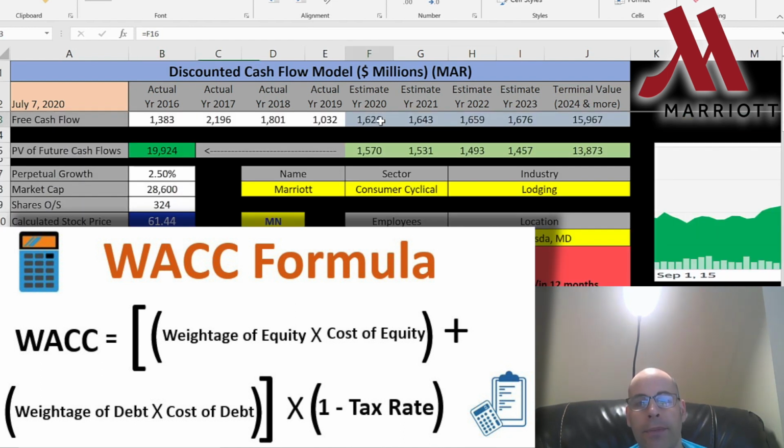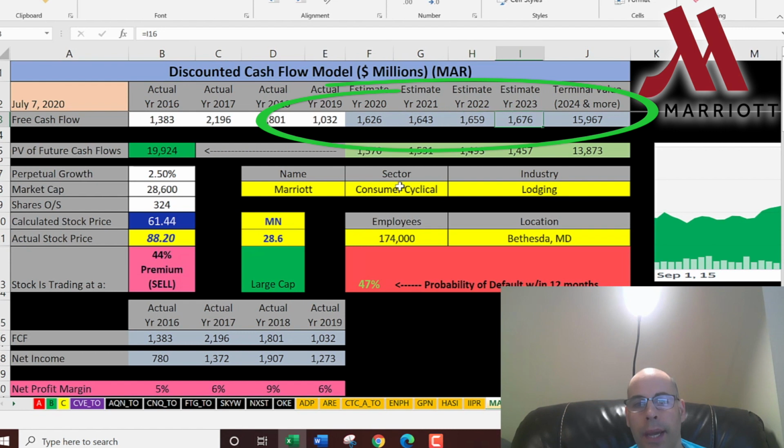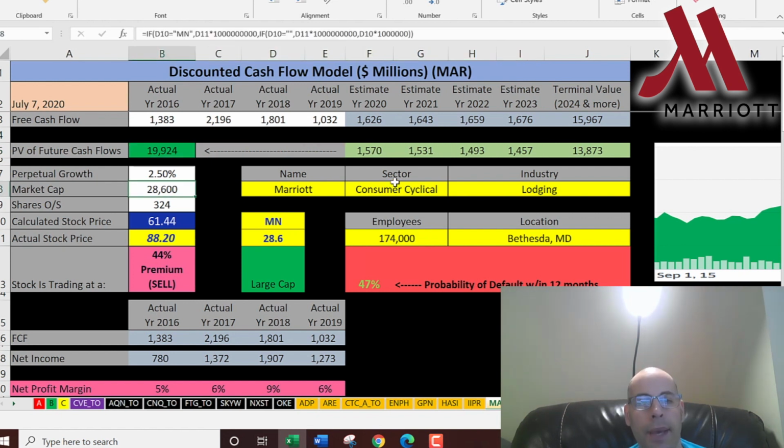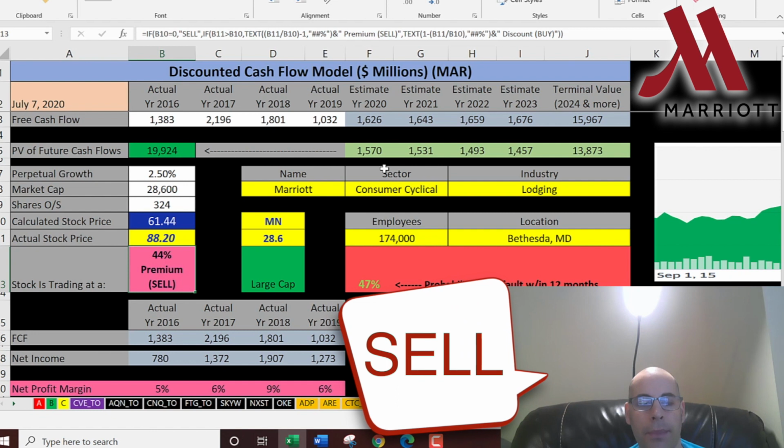So we estimated 4 years of future free cash flows. We also did a terminal value, which is all years past year 4. We discounted those dollar amounts back to today, and we get a value for the entire company of $20 billion. We divide that number by 324 million shares, and we get an intrinsic stock price of $61. They're trading at $88, so they're trading at a 44% premium. It's a sell, according to the model.